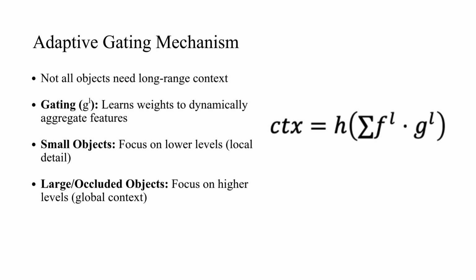Crucially, not every object requires the same scale of context. We employ an adaptive gating mechanism, denoted here as GL. This allows the network to dynamically weight the contributions from different hierarchy levels. For small objects, it may prioritize lower, local levels. For large or occluded objects, it can attend to the higher, long-range levels.